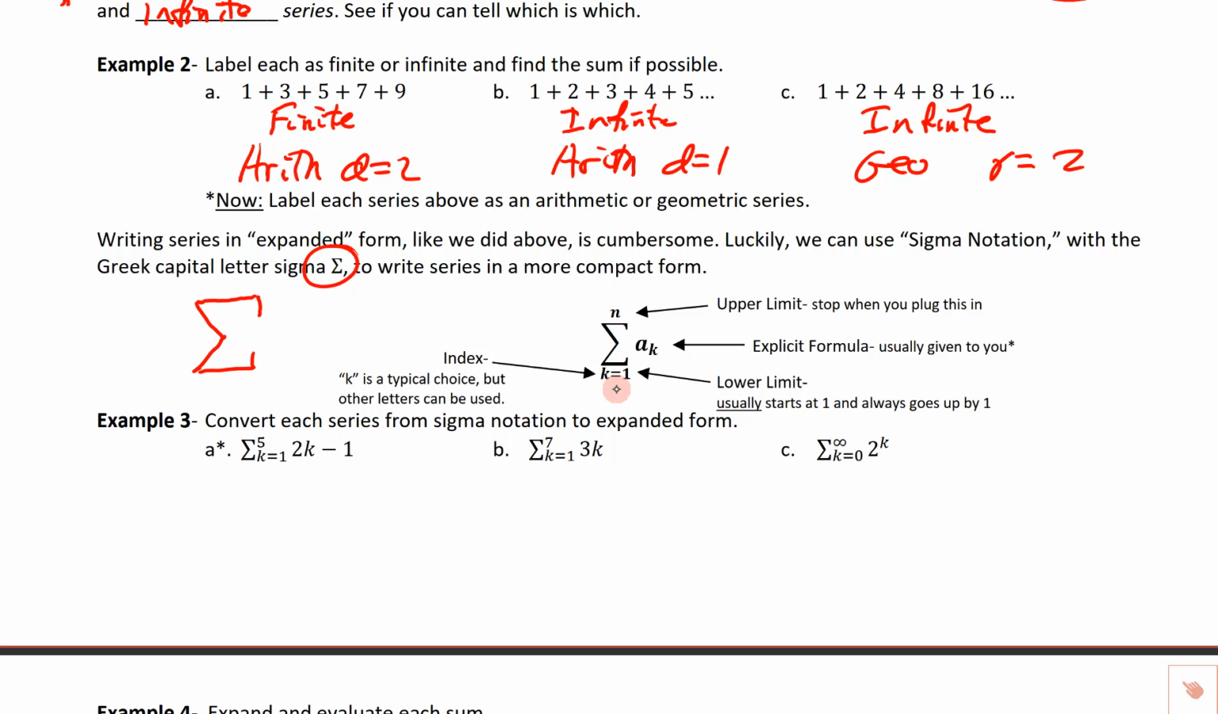There's an index. Usually it's K, but we can use any letter we want. If you want to use N, if you wanted to use X, that would be okay. This is the lower limit. So K is the index. That tells us what variable we're using in the little formulas.